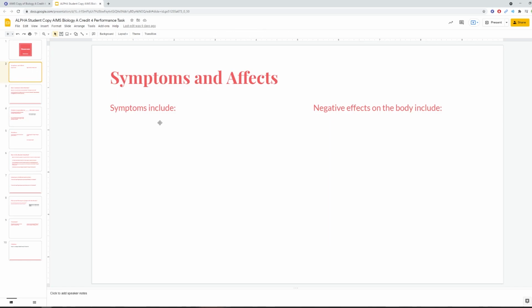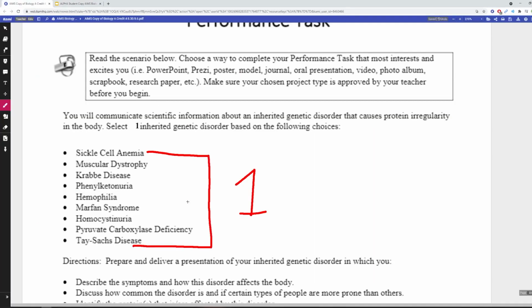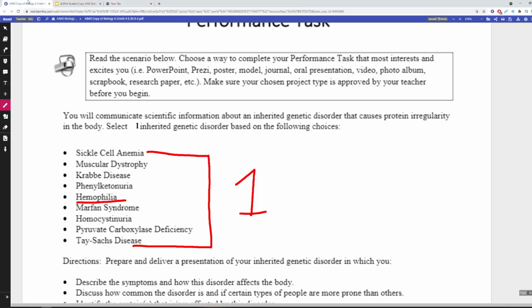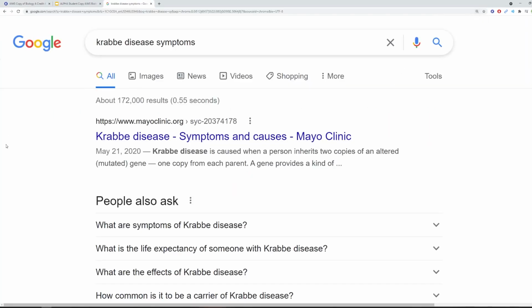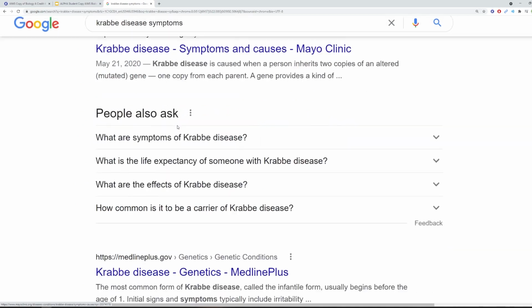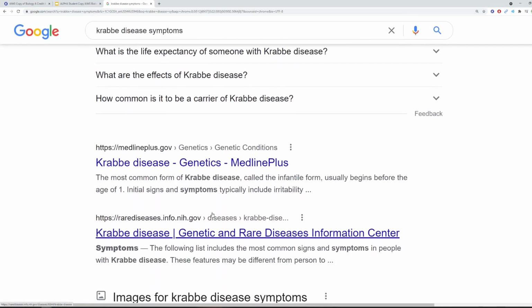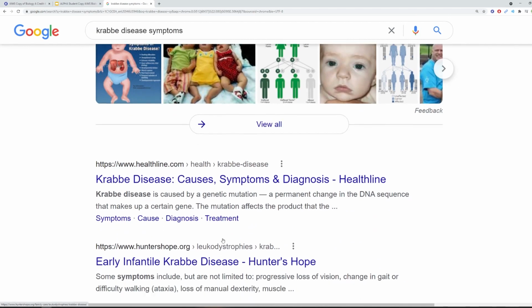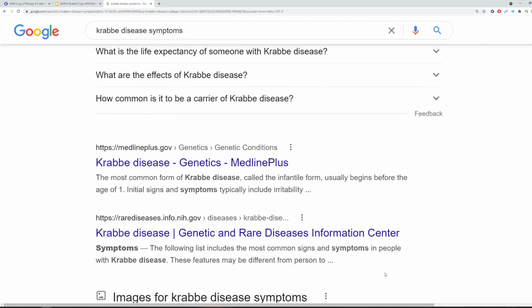So if you, for instance, were to pick hemophilia, what you would do is research what that disease is and what some symptoms are if somebody is experiencing that disorder. So let's take a look at an example, and let's do Krabbe disease. Notice how your websites either have a .org, a .gov, or maybe a .com. For us, we need to pick some very reputable sources.